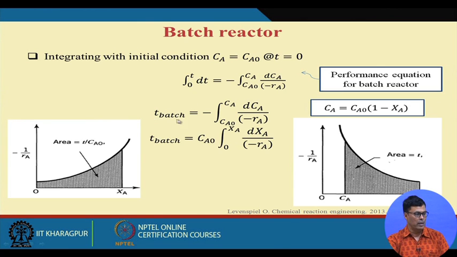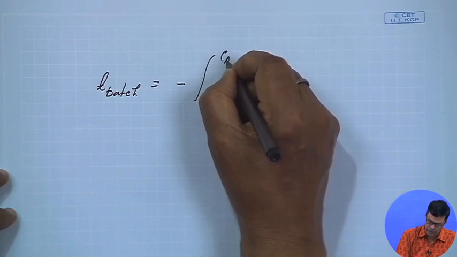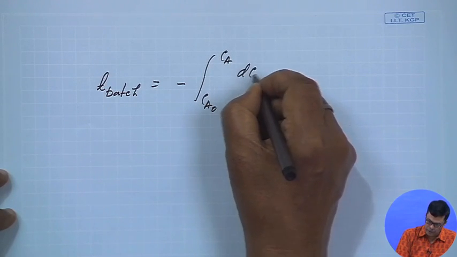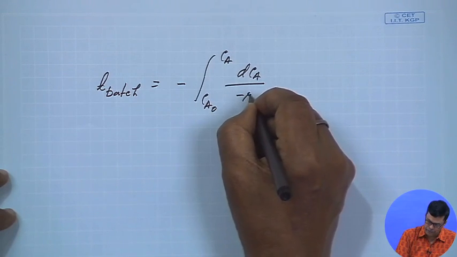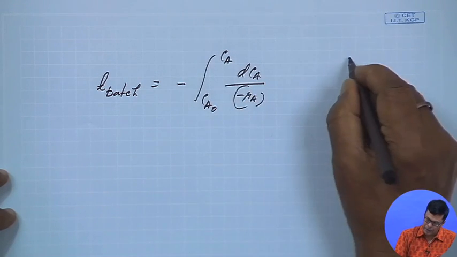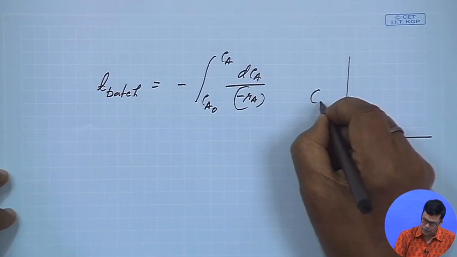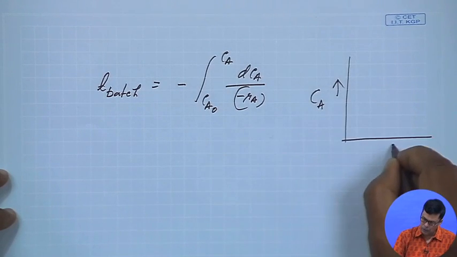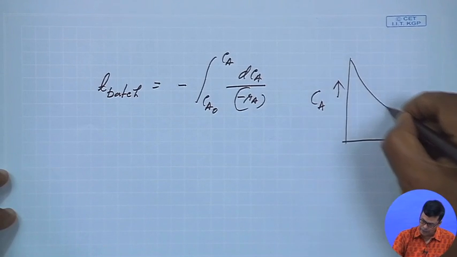T batch is the time required for carrying out the batch reaction to convert substrate Ca0 to Ca, and this is the equation. Now, here I want to point out a couple of things when you write T batch, Ca0 to Ca, minus Ra. One thing is that if you look at the profile, the Ca concentration with respect to time is like this.